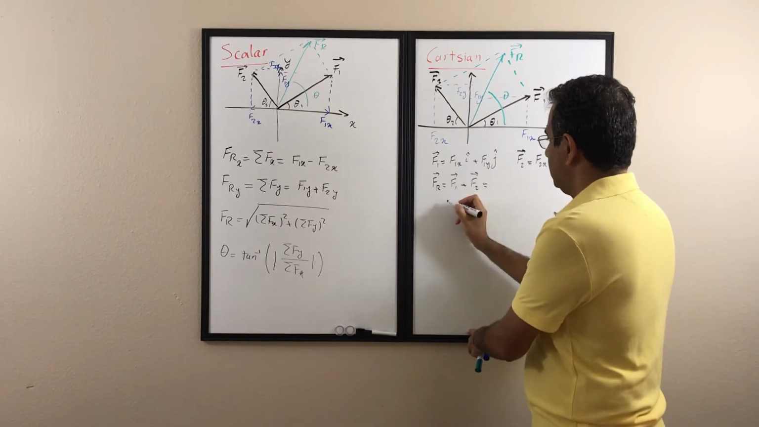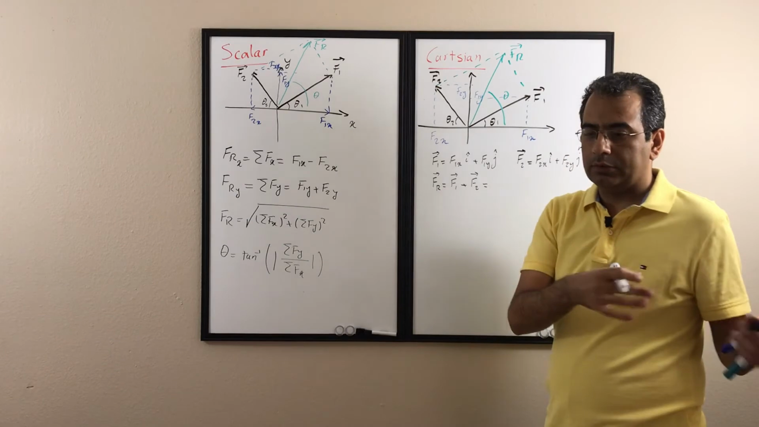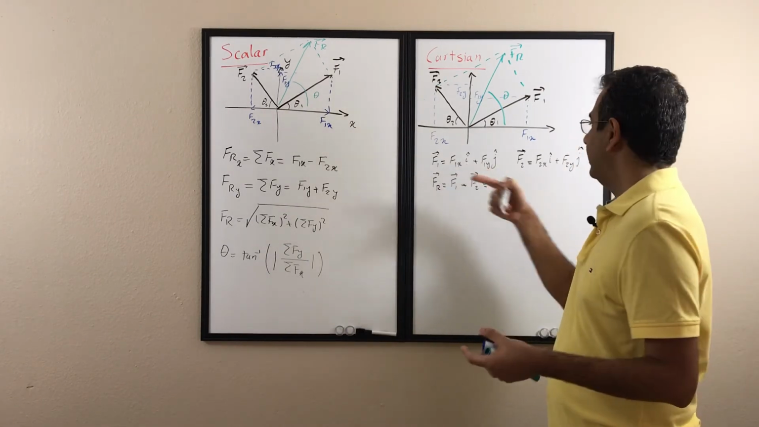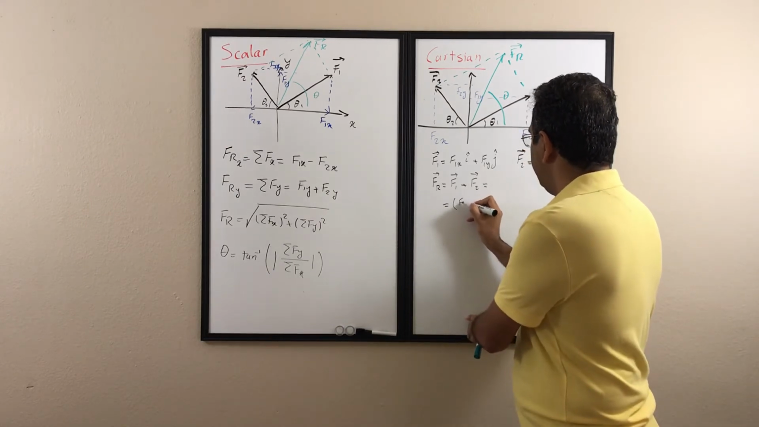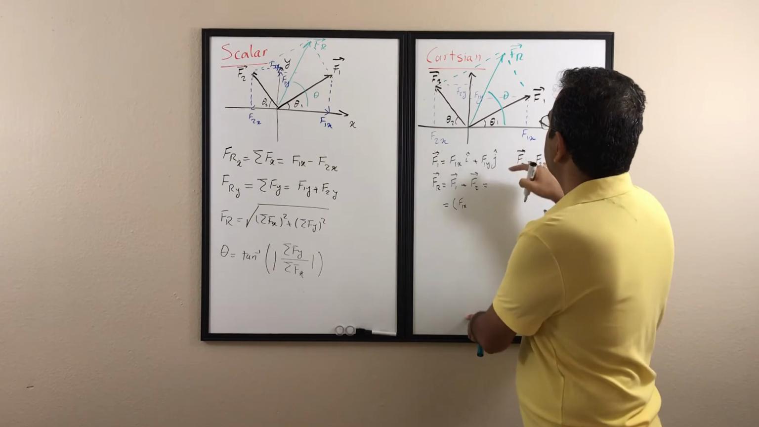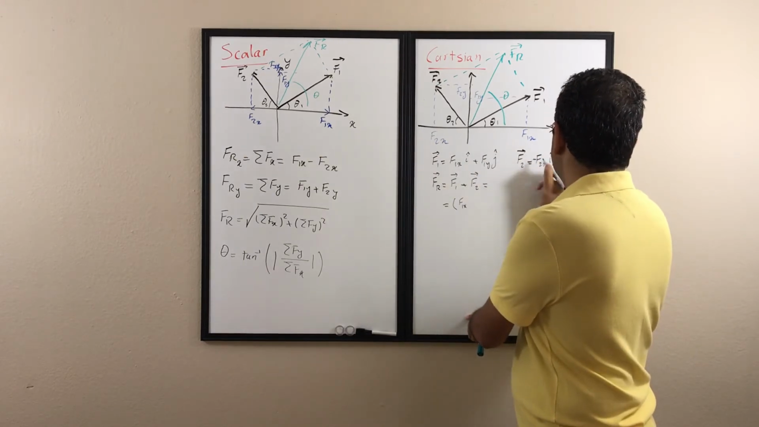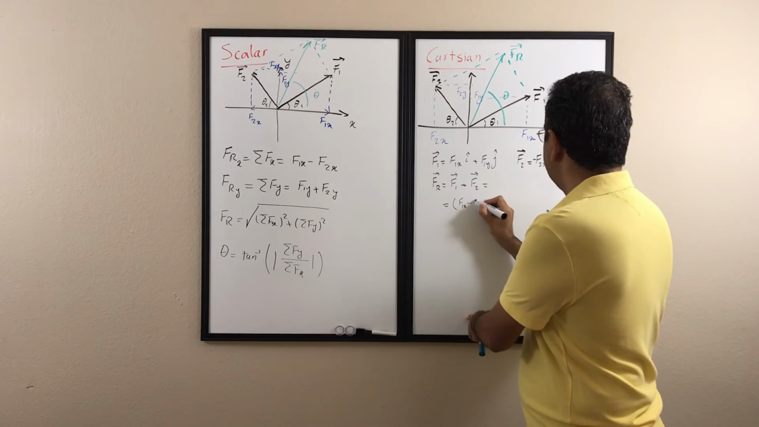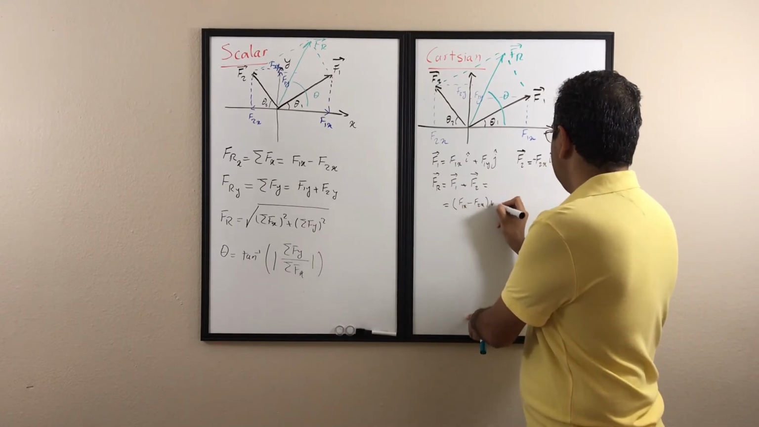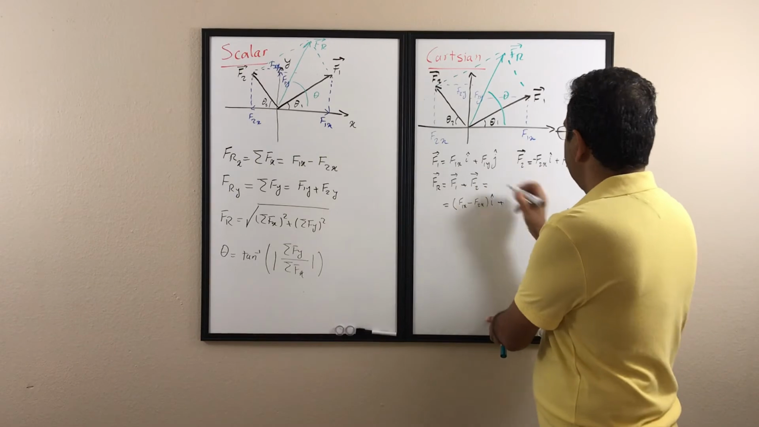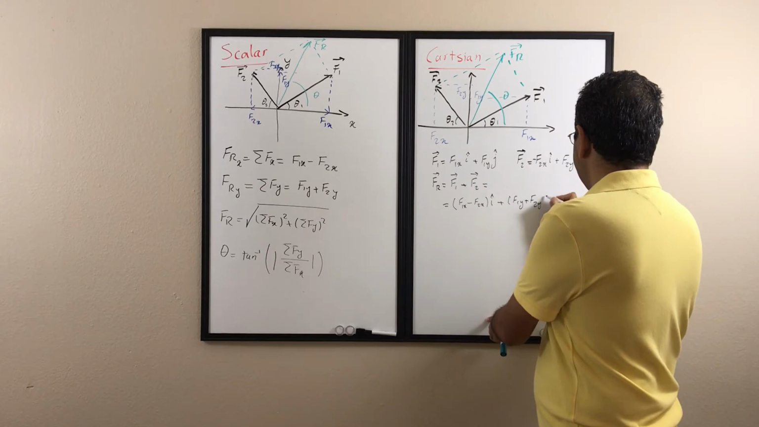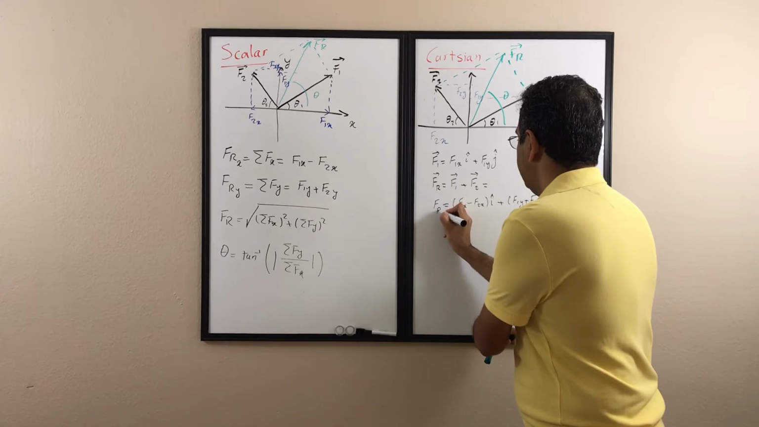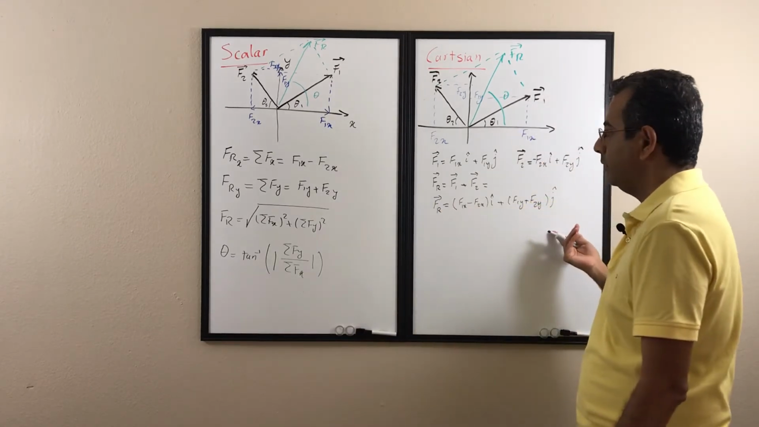which is going to be, we just add each component, so add all the components that have the i together and all the components that have j together. So it's going to be F1x, and sorry, F2x is going to be negative here, I forgot. So it's going to be F1x minus F2x i plus F1y plus F2y j. So this is our Fr.